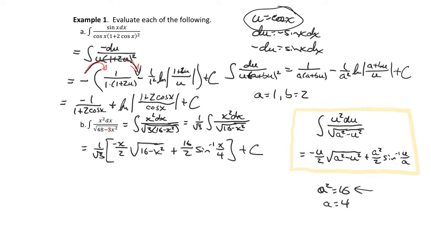So if you want, you can make a couple little simplifications, maybe distribute the square root of 3 through, and then acknowledge that 16 divided by 2 is equal to 8. So if you want to, you could write it as negative x over 2 radical 3 times the square root of 16 minus x squared plus 8 divided by the square root of 3 times the inverse sine of x over 4 plus a constant.